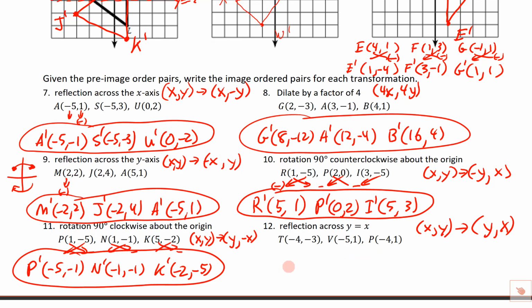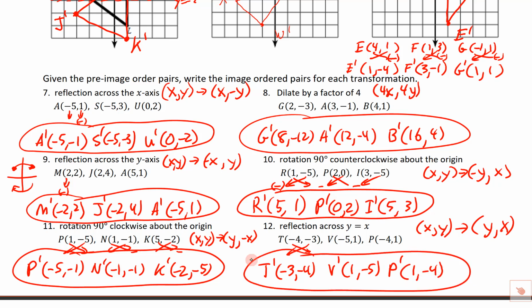Okay, so let's come down here. All we need to do is just switch places, so we're literally just crisscrossing these on each one of them. So T prime, negative 3 comma negative 4, V prime, 1 comma negative 5, and P prime is going to be 1 comma negative 4. So we'll go ahead and circle that, and we are all set. Okay, done with the first page. Let's go on to the next one.